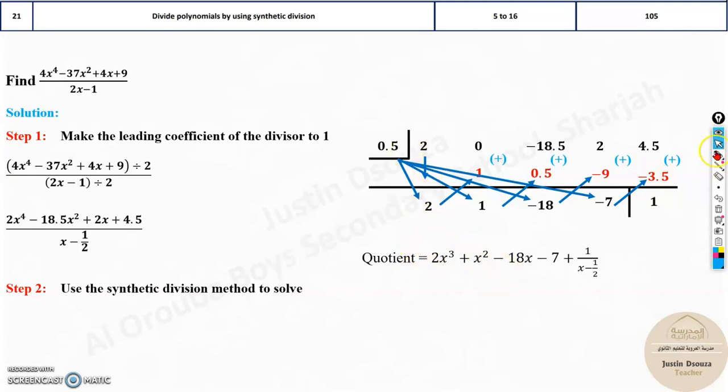See, write these coefficients. Now we have the constant, x squared, x cubed. See, the power 4 reduces by 1. It's power 3, the highest degree over here. 2x to the power 3, x squared minus 18x minus 7. Now, what about the remainder? 1 divided by the divisor, x minus half.